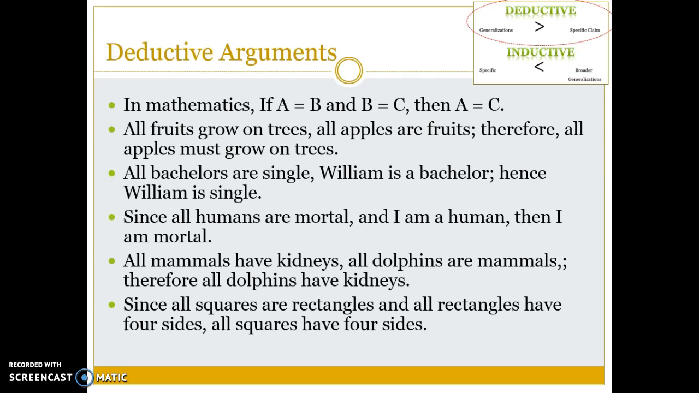Here we go. Since all squares are rectangles and all rectangles have 4 sides, all squares have 4 sides. Can you see that this one kind of reversed it? We were talking about the squares being specific rectangles and then all rectangles having 4 sides. The generalization is over here, the specific is here, but then your claim in the end that all squares have 4 sides still brings it down to a very specific example of those squares having 4 sides. So even if you reverse the order, it's still a deductive argument.